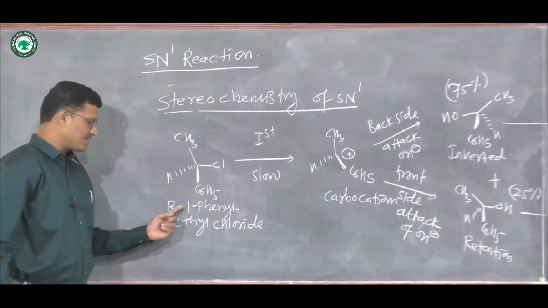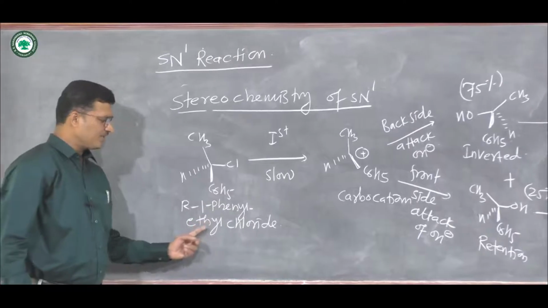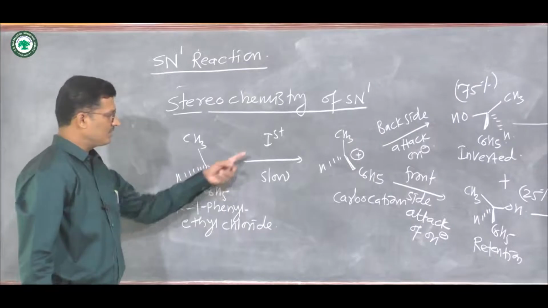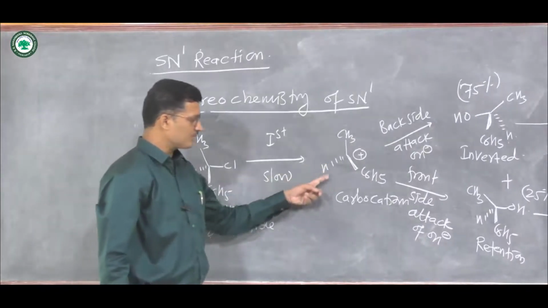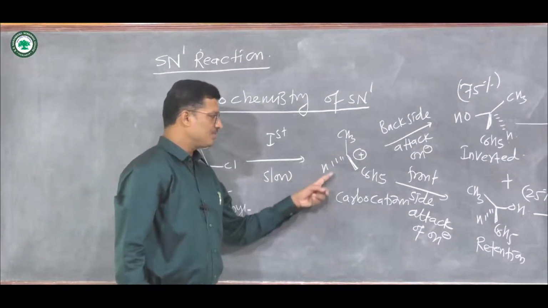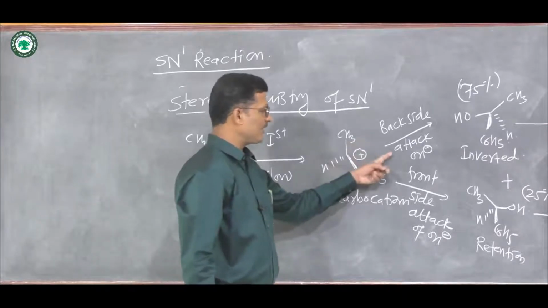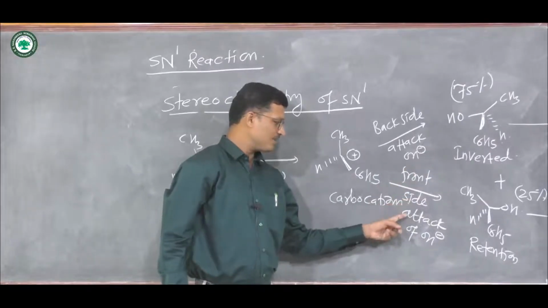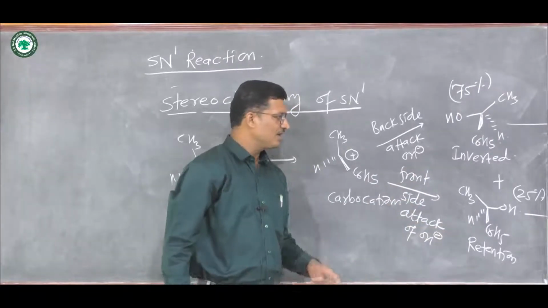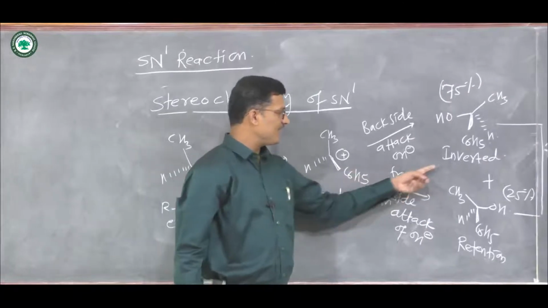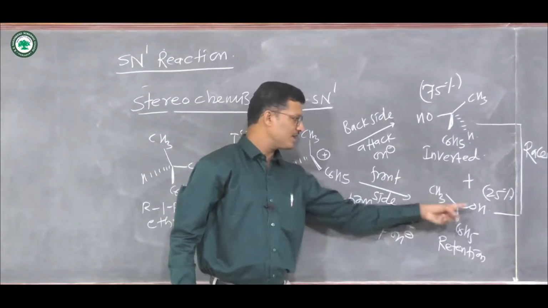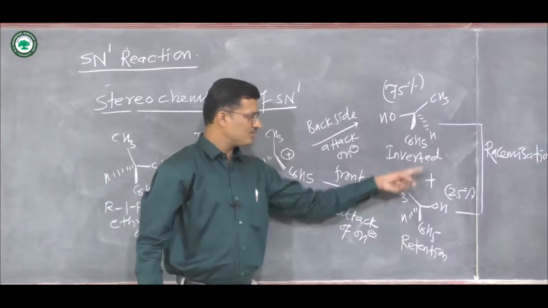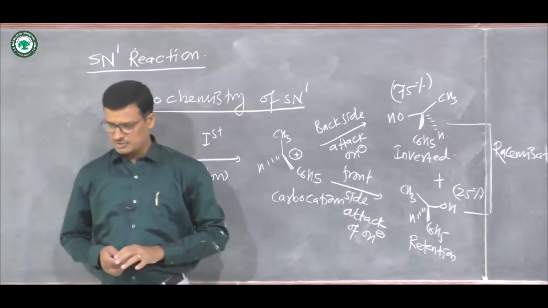We start from the R-1-phenyl ethyl chloride. This is a chiral compound, or optically active compound. In the first step, a slow step, a planar carbocation is formed. Due to the planarity of this carbocation, backside attack of the nucleophile gives the inverted product, and front side attack gives the retention product. But in this case, we get a 75% inverted product and only 25% retention product, and this mixture we call a racemic mixture.